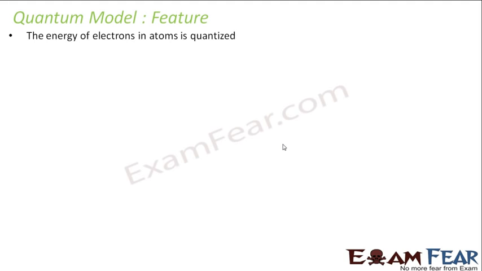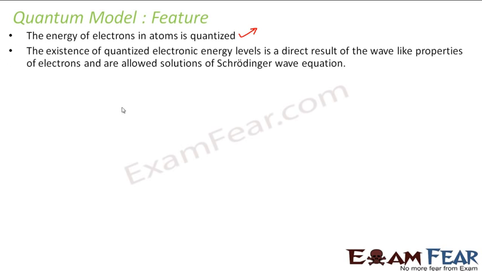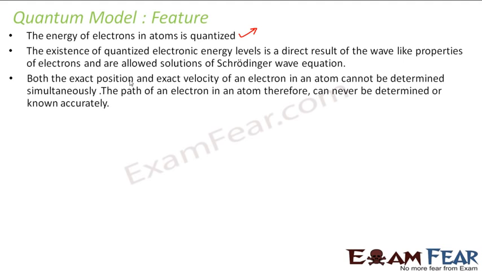So there are some features of the quantum model. The energy of the electron in an atom is quantized, and this is something which Bohr also told. The existence of quantized electronic energy levels is a direct result of the wave-like properties of the electron. Both the exact position and exact velocity of an electron cannot be determined. That's what the quantum model says. And that's why the exact path of an electron in an atom can never be determined accurately, and that's why we don't talk about fixed orbits.